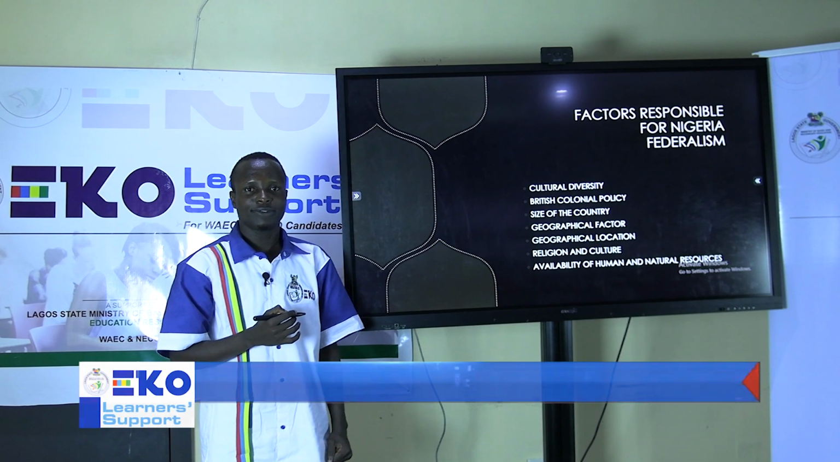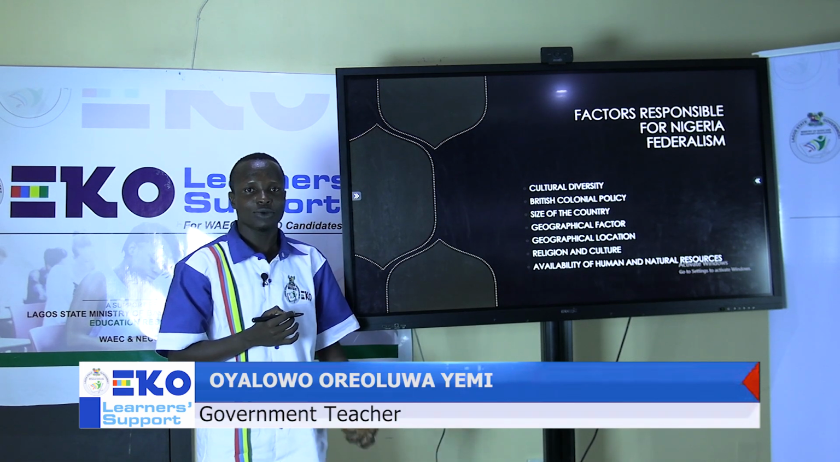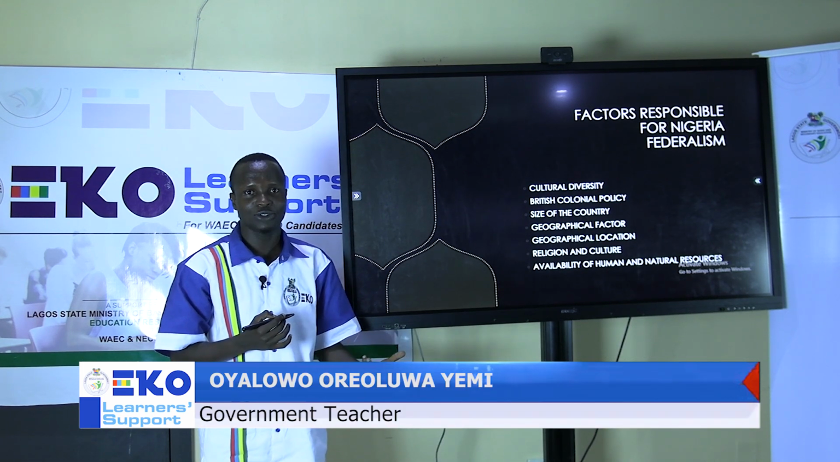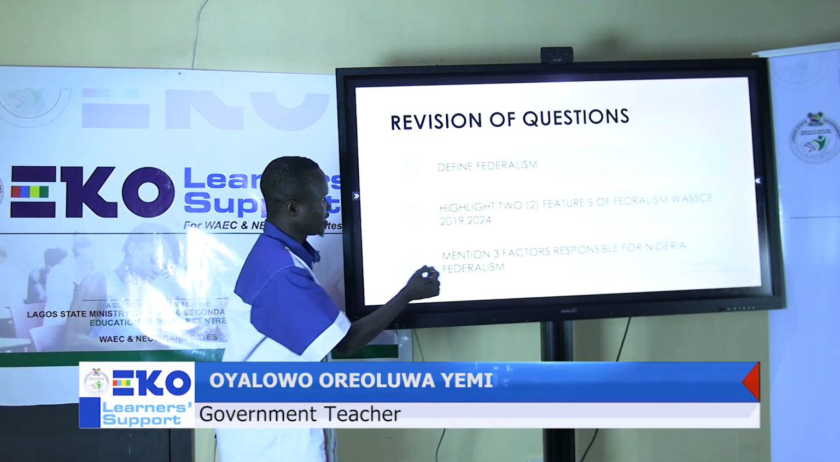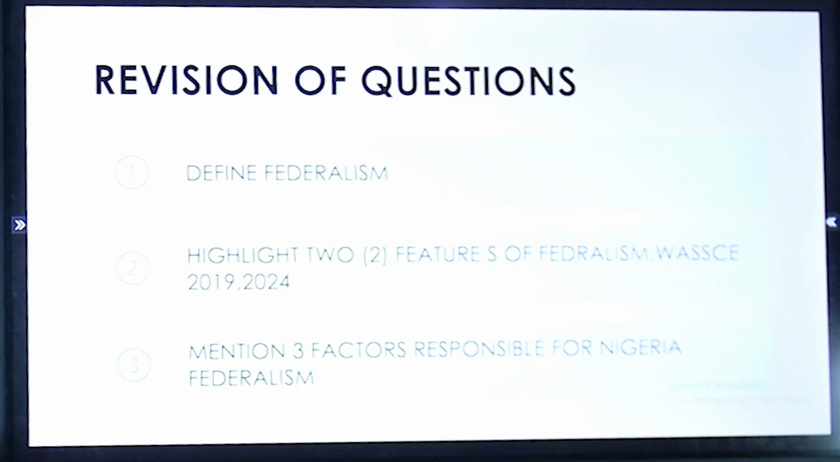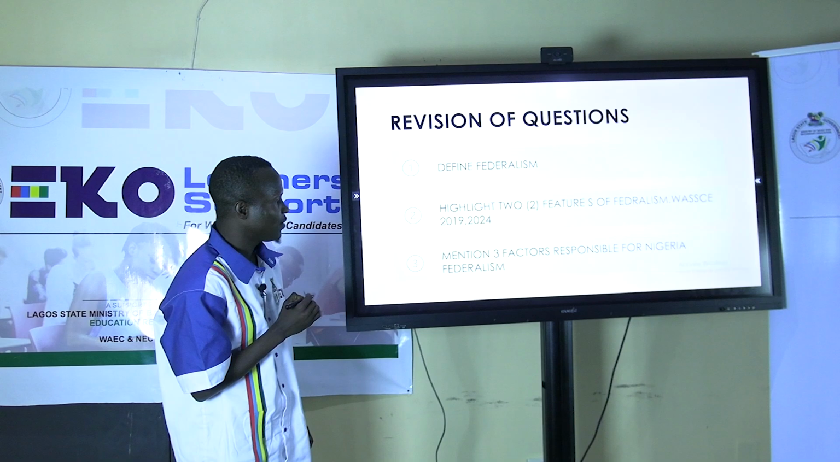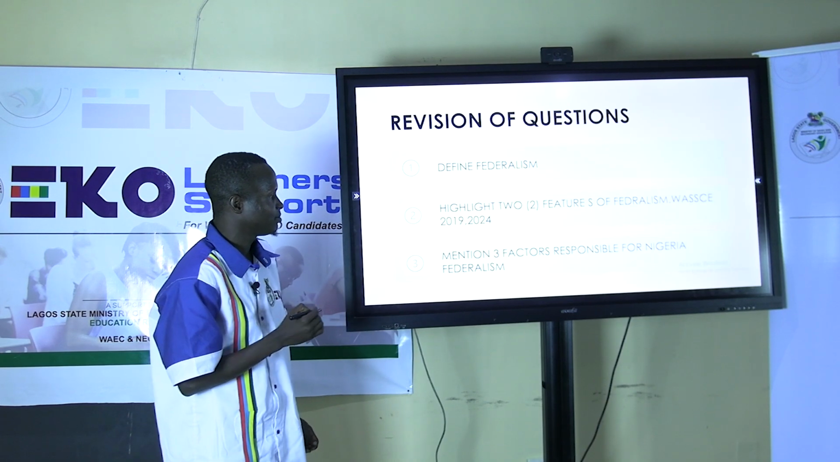This is the end of today's topic. So let's look at some revision questions to know whether you are still with me or not. Number one, define federalism. Number two, state three features of federalism, a WAEC 2019 to 2024 question. Number three, mention three factors responsible for Nigerian federalism.